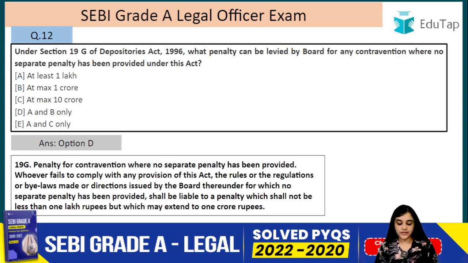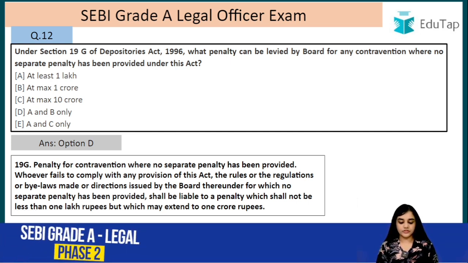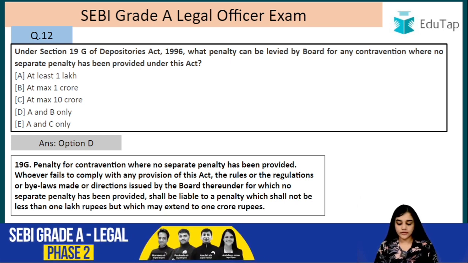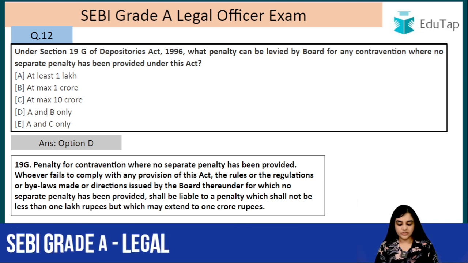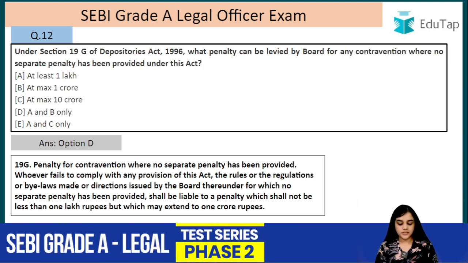Let's read it. Penalty for contravention where no separate penalty has been provided, section 19G. Whoever fails to comply with any provisions of this act, the rules or the regulations or the bylaws made by or directions issued by the board thereunder, for which no separate penalty has been provided, shall be liable for a penalty which shall not be less than 1 lakh rupees but which may extend to 1 crore rupees. So the minimum is 1 lakh rupees and the maximum is 1 crore rupees.